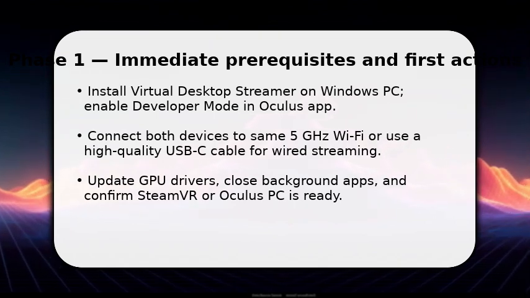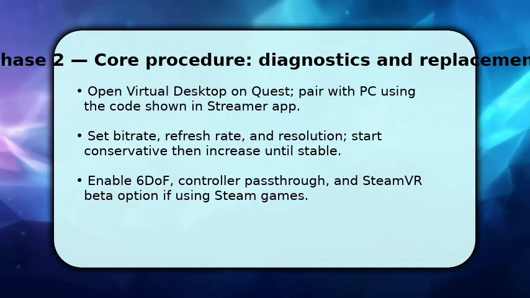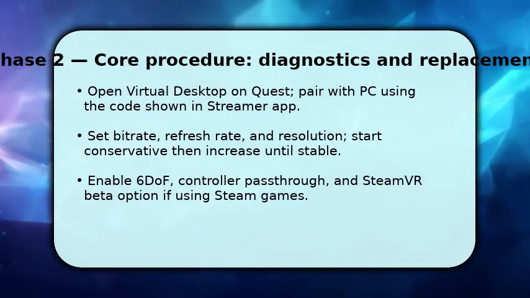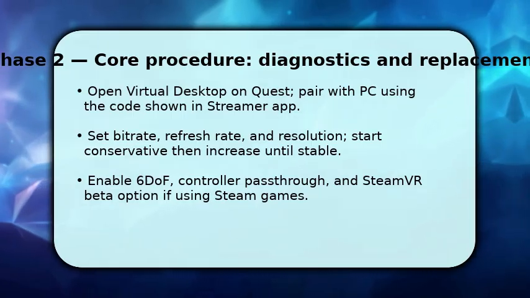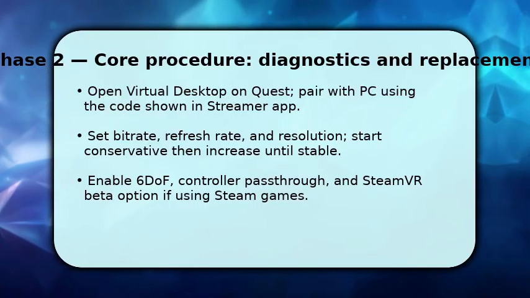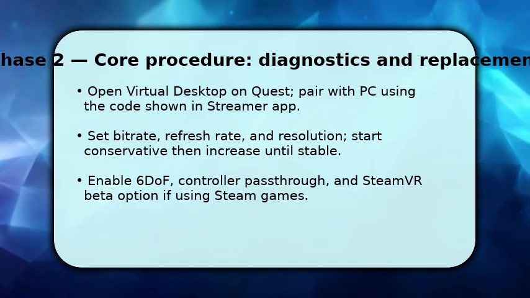Now configure streaming inside Virtual Desktop and on the Streamer app. Pair by entering the code shown on PC into your Quest. This establishes the secure connection. Then choose a bitrate and refresh rate. Start conservative, test, and raise settings until you hit a balance between clarity and latency.